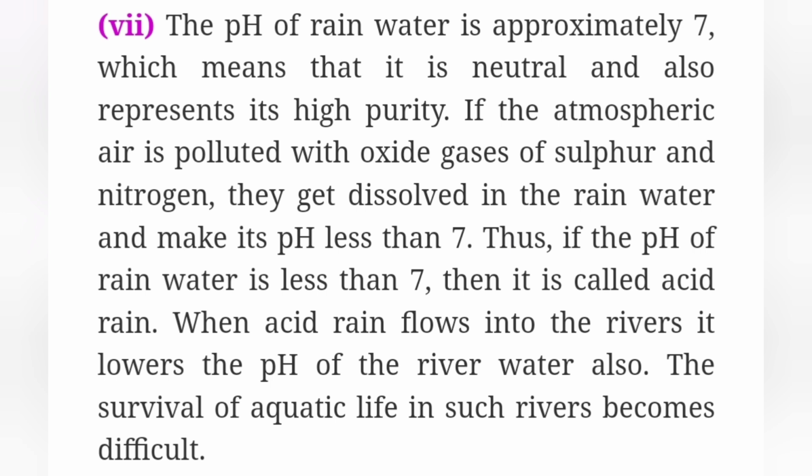Thus, if the pH of rainwater is less than 7, then it is called acid rain. When acid rain flows into the rivers, it lowers the pH of the river water also. The survival of aquatic life in such rivers becomes difficult.